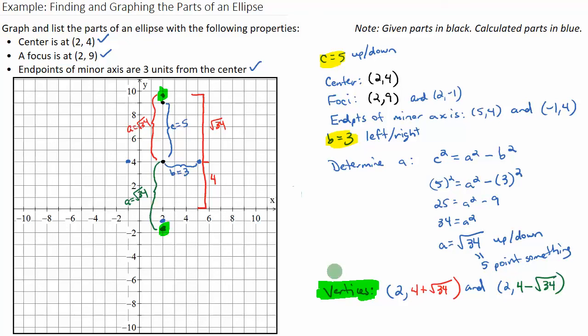Now I could also describe the major axis length. The major axis is the distance from the top to the bottom, the longest distance. In this case, that's from top to bottom. And since a is the square root of 34, that's from the top to the center, and then I've got another square root of 34 from the center down to the bottom, my major axis length is 2 times the square root of 34. Okay?